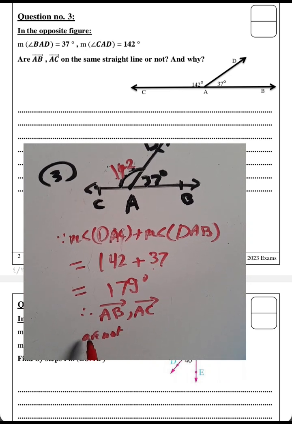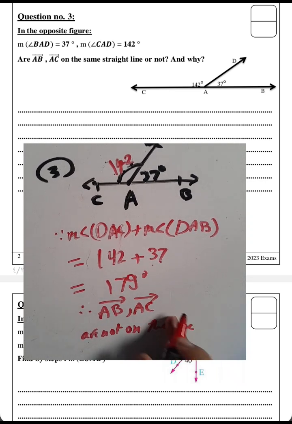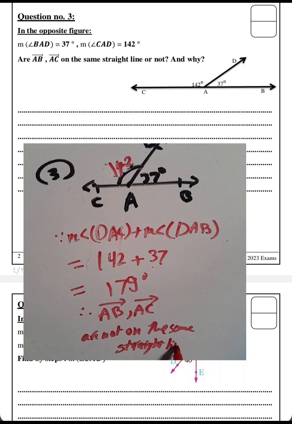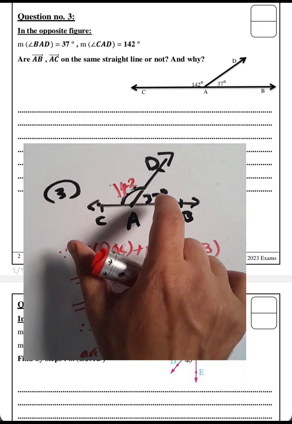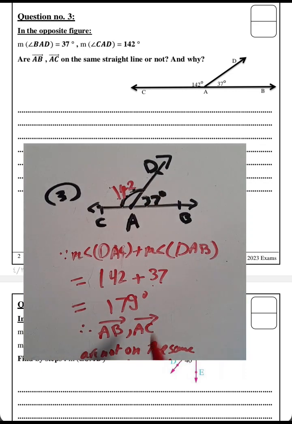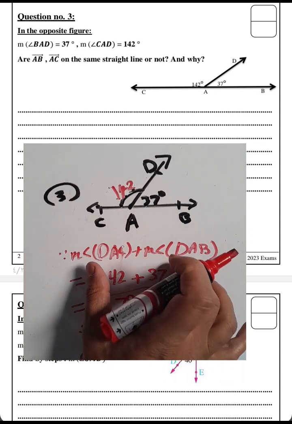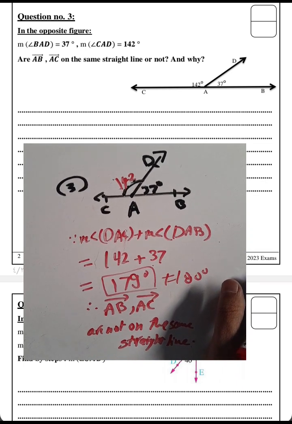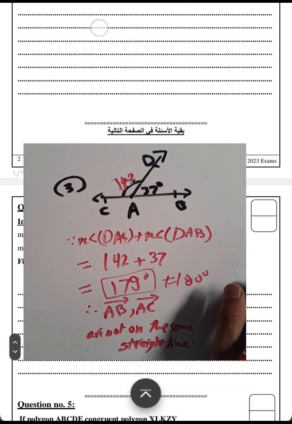They are not on the same straight line because the measure of the first angle and the second angle, the sum of them equals 179, not equal to 180 degrees. If the sum of two supplementary angles equals 180 degrees, then we can say AB and EC lie on the same straight line, okay? But in this example, the sum of them does not equal 180.